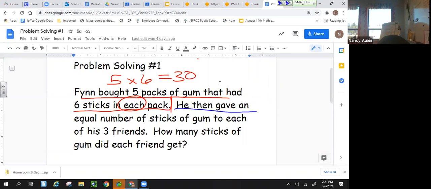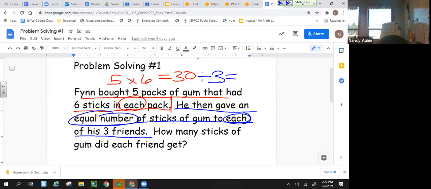He then gave an equal number of sticks of gum to each of his 3 friends. What is the key word there, Ellie? Equal. An equal number to each of 3 friends. So am I subtracting? No. Is that giving an equal number to? You are getting rid of it, but what is that called? Division. So then you should have divided those 30 by 3 friends.